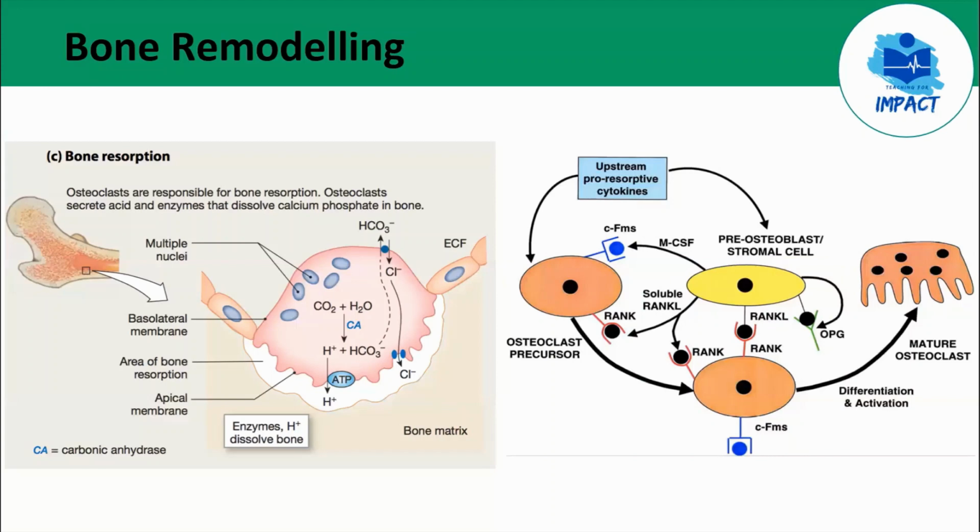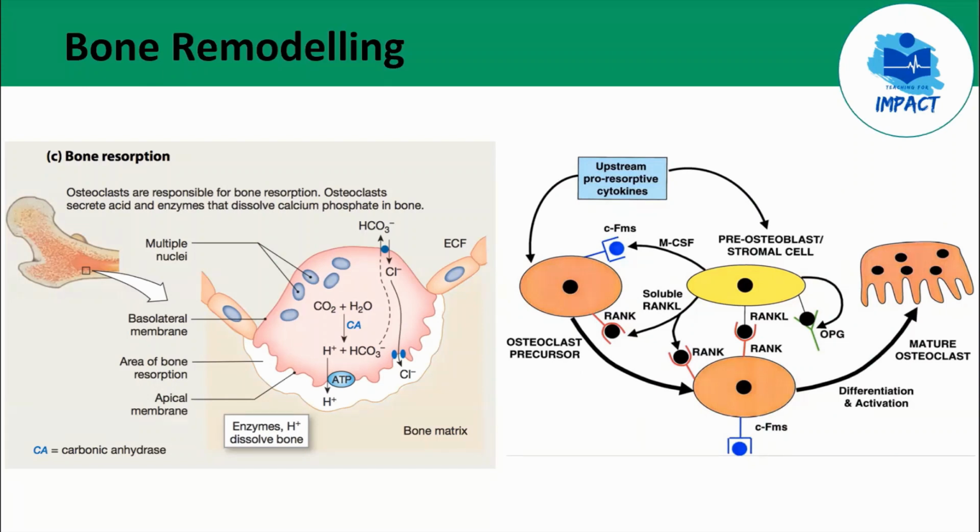Phase 3 is called reversal, which is the end of resorption, where an osteogenic environment is generated. Phase 4 is formation. Within the bone matrix, we have sequestered growth factors like TGF-beta and IGF-1. When acid and enzymes degrade the bone matrix, they liberate these sequestered growth factors, which work to recruit osteoblasts to the cell surface. In response to these growth factors, osteoblasts start to synthesize new osteoid.